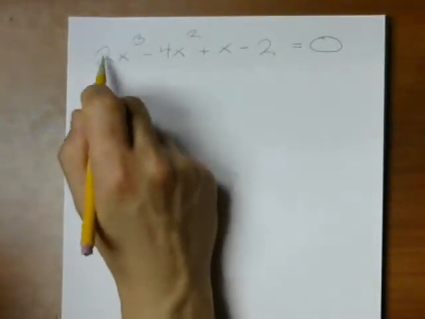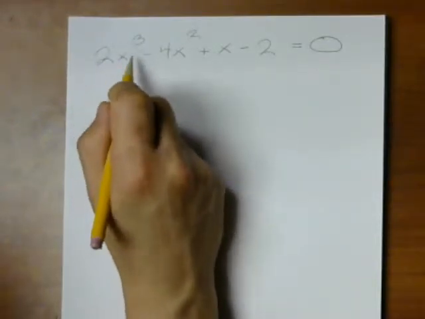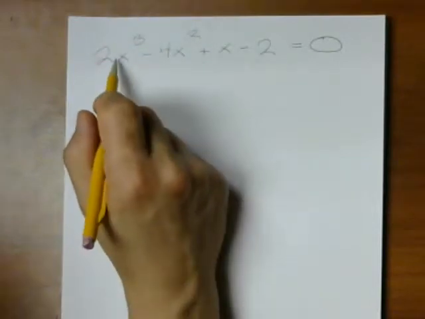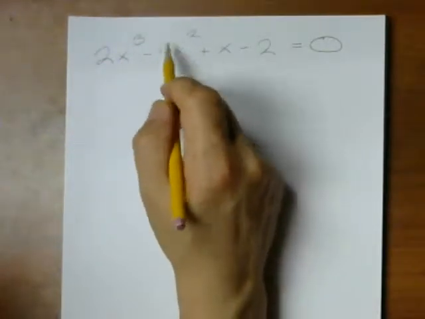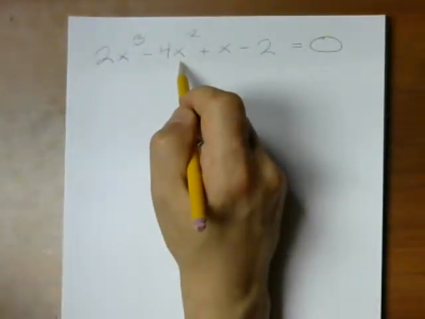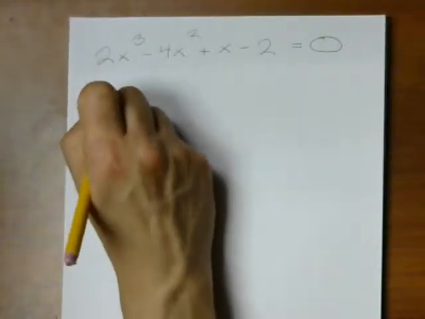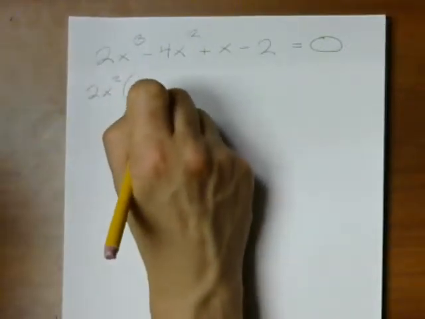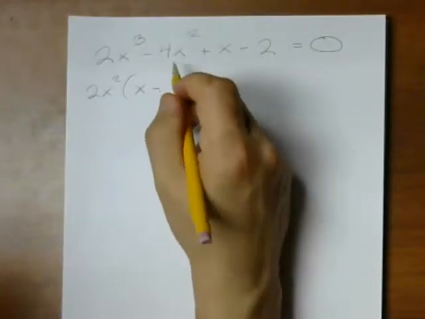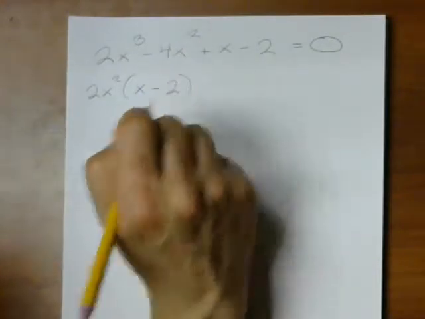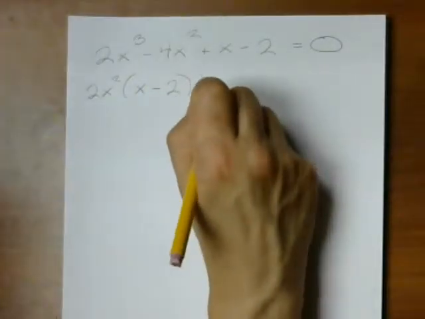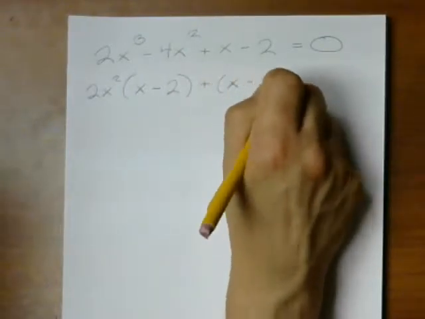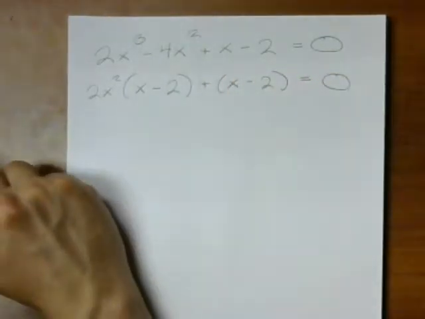This has a factor of 2x squared times x, right? So one of the factors is 2x squared. This I can also take out of 2x squared, and that would simplify the problem a little bit. If I take 4x squared divided by 2x squared, that's going to leave me with an x minus 2. And this already has an x minus 2.